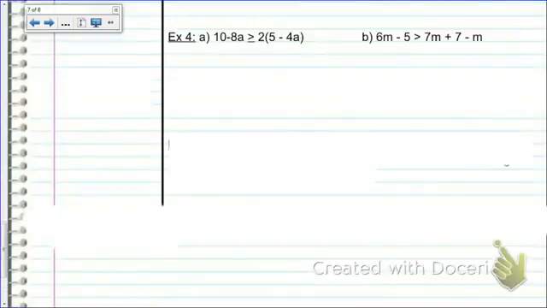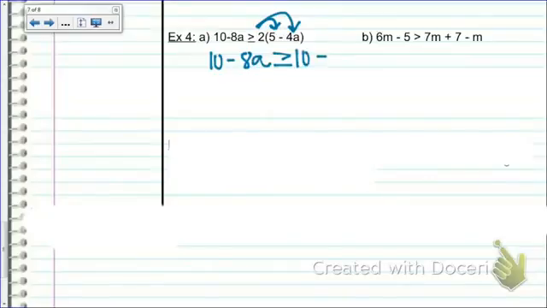Example 4 has 2 parts. We're going to do part A first. 10 minus 8a is greater than or equal to 2 times the quantity of 5 minus 4a. What would you do to start? Who wants to help me out? Christian. Distribute on the right. So that's going to give me 10 minus 8a greater than or equal to 10 minus 8a.